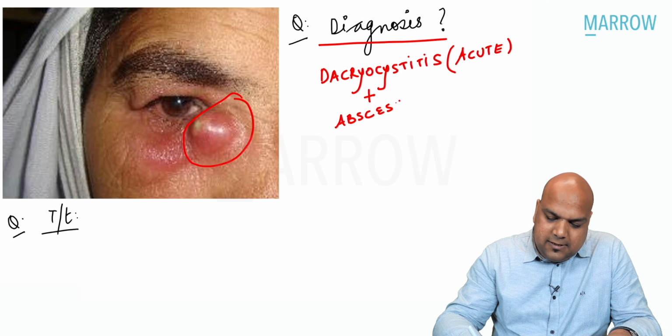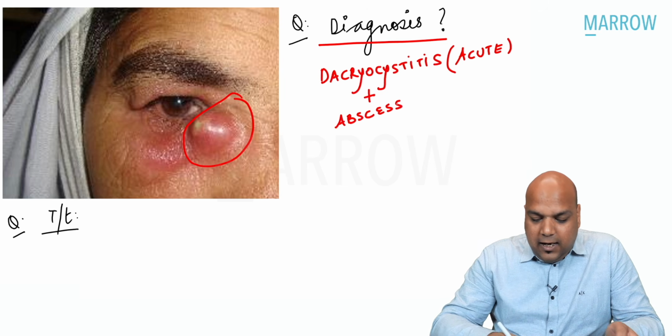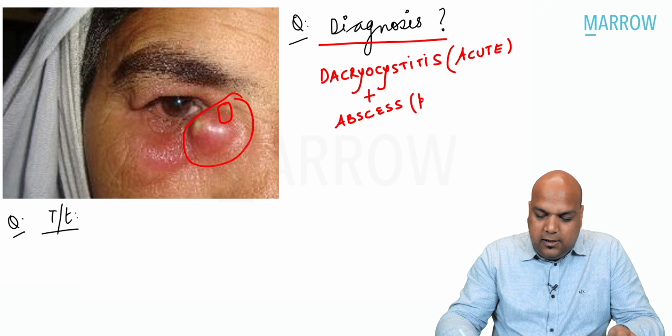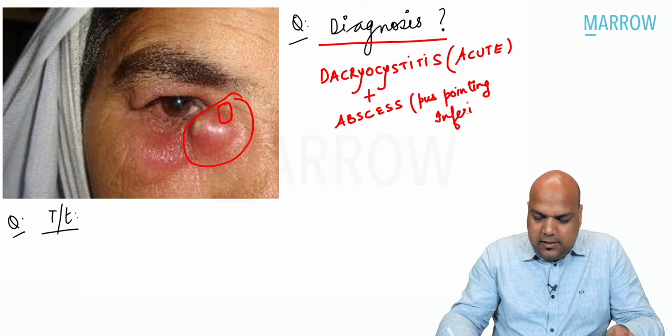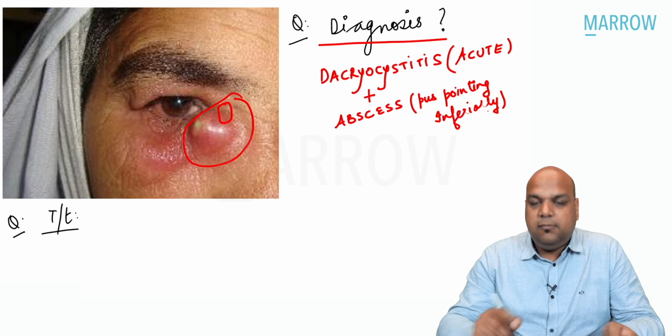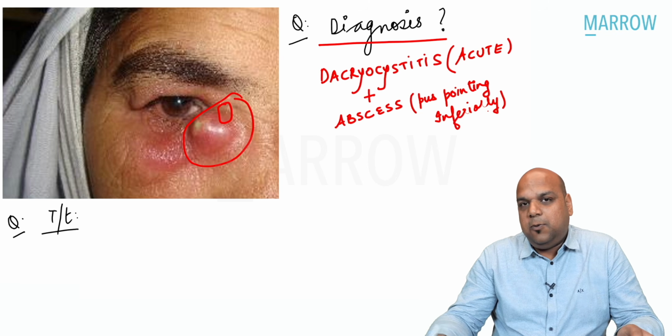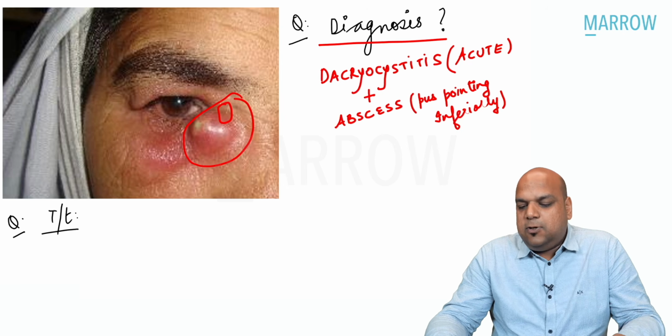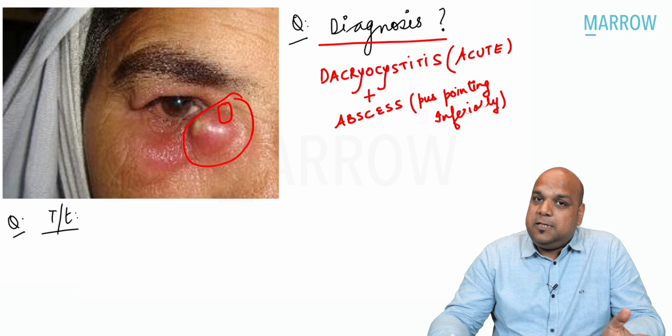An abscess. Yes. And the lacrimal sac is normally present here. So where is the pus pointing down? Yes. Pus points inferiorly. Am I clear? Due to gravity, the pus will accumulate inferiorly in the lower part of the lacrimal sac. Yes. So this is a case of acute dacryocystitis with abscess being formed.